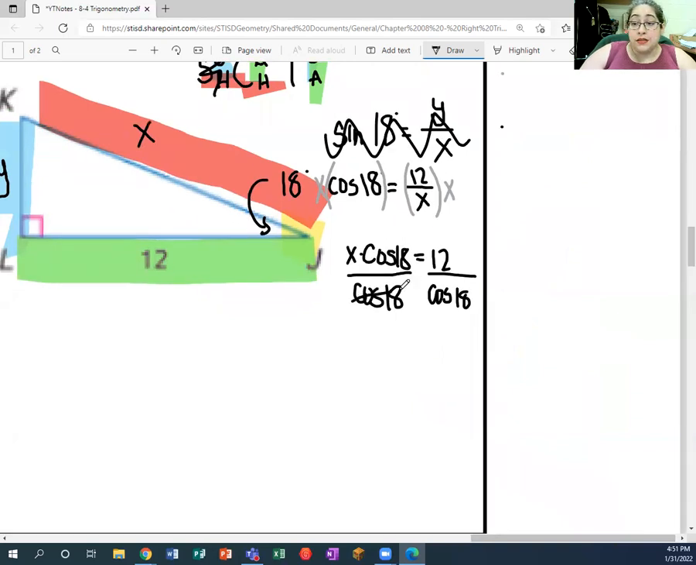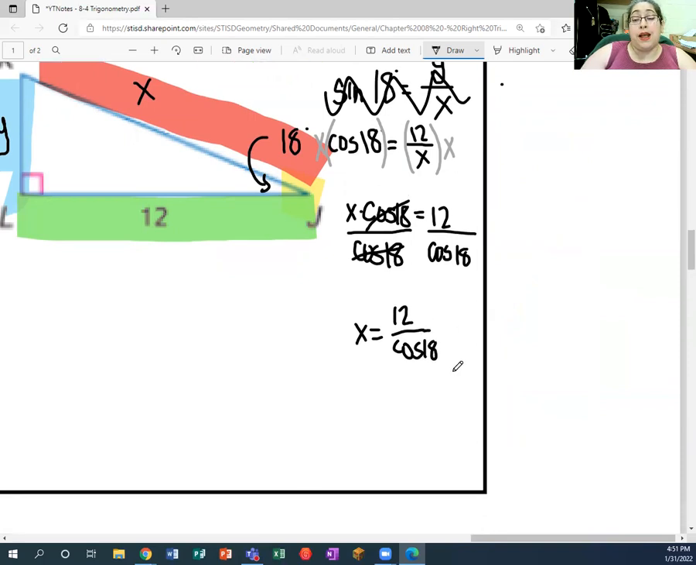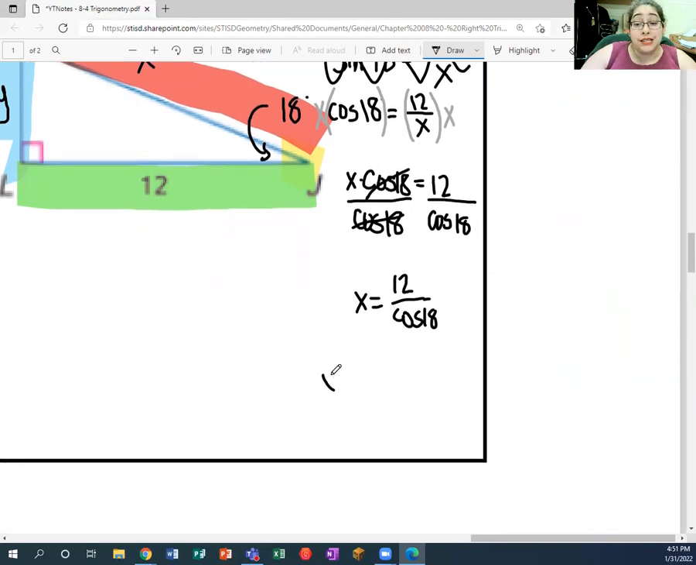Dividing by it, this cosine 18 is going to cancel with this cosine 18 because I'm dividing by the same value. The left-hand side is x. The right-hand side is 12 divided by whatever the cosine of 18 is. Now, at this point, you're probably wondering, but I don't know what the cosine of 18 is. How do I get a value?